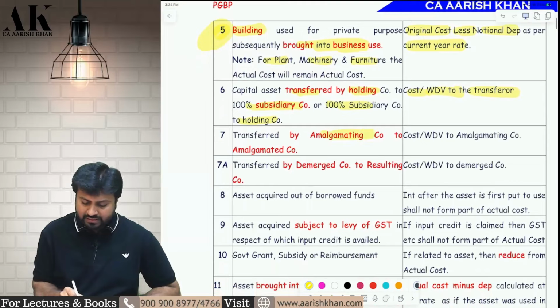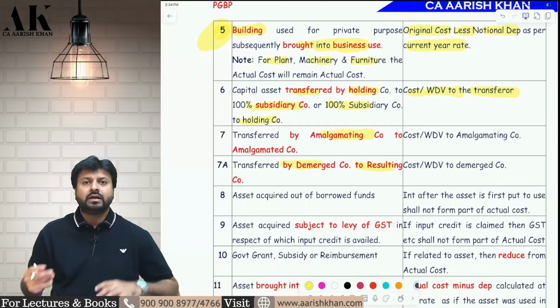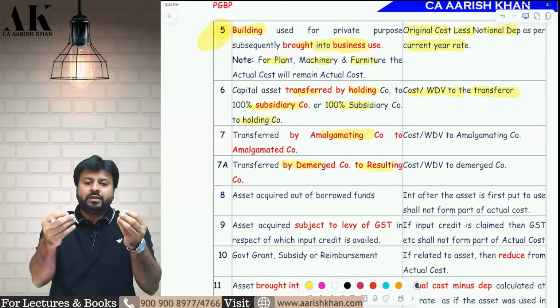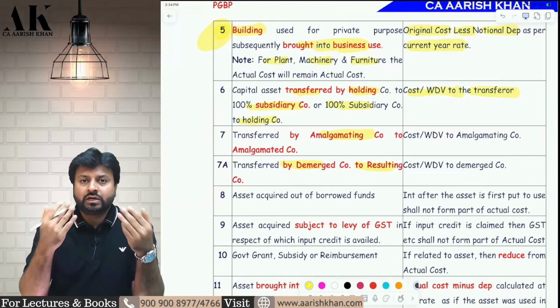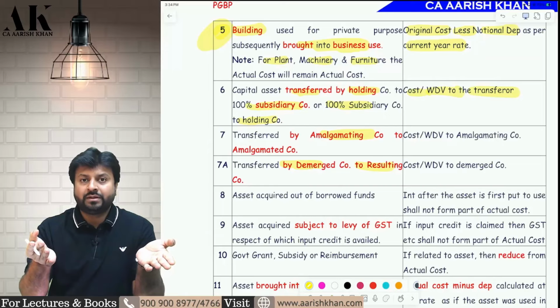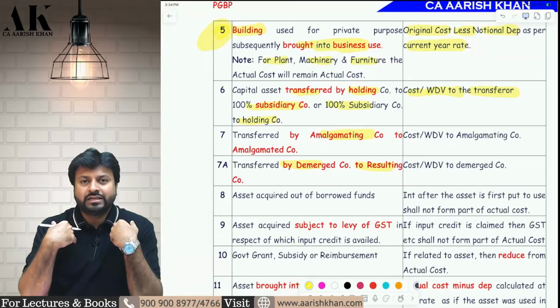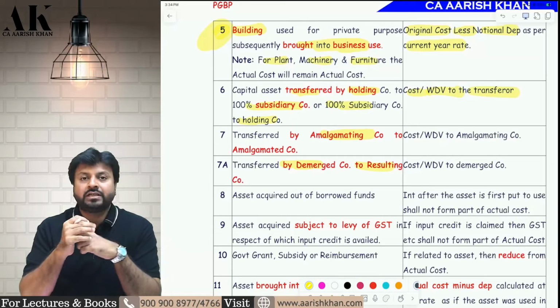The same is the case in case of amalgamation and demerger also. I am amalgamating company, you are amalgamated company, I am transferring you some asset in the course of amalgamation. What is the actual cost in the hands of you, that is, you are amalgamated company? WDV or cost in my hands will become your actual cost. I hope it is clear to all of you.